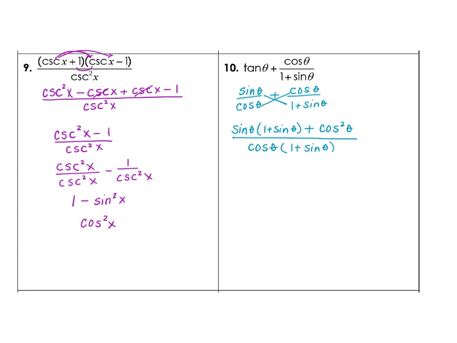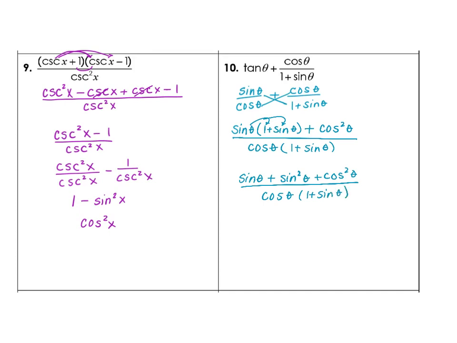The numerator, we are going to have to do our distributive property. So here we're going to have sine plus sine squared theta. So sine theta plus sine squared theta plus cosine squared theta. And that's going to be over cosine theta times 1 plus sine theta.